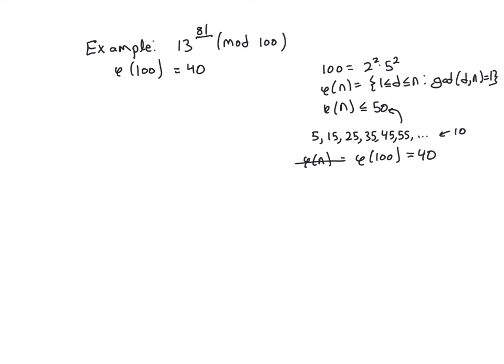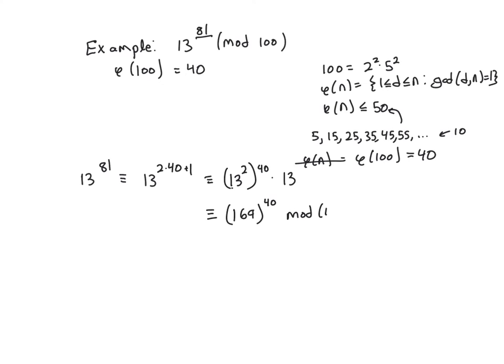Well, but we're not dealing with 40. We're dealing with 81. But how many times does 40 go into 81? Twice, with a remainder of 1. And by properties of exponents, that's 13 squared to the 40th power times 13 to the first power. In modular arithmetic, that means whatever 13 squared is, that's 169, to the 40th power mod 100, times 13 mod 100.